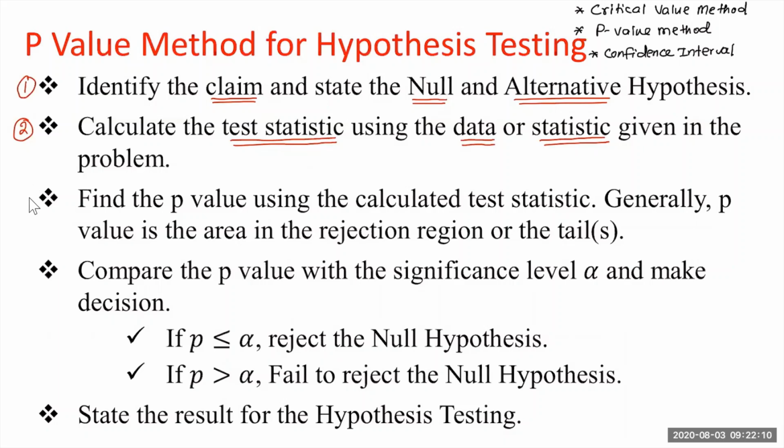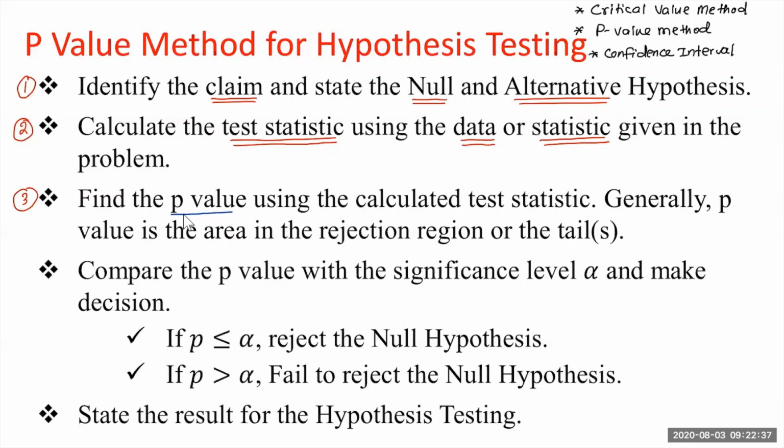Then number three, we have to find the p-value. Find the p-value using a calculator. Normally we use a calculator. If not, we also use a table, but we will not be using any table here. So we have to find the p-value. When I say p-value, remember this one. This is kind of tricky for you, but this is not that difficult.